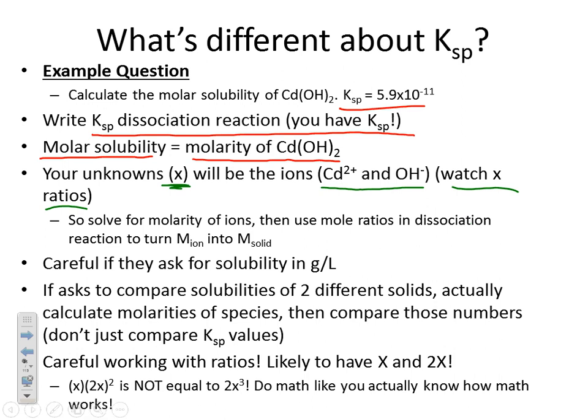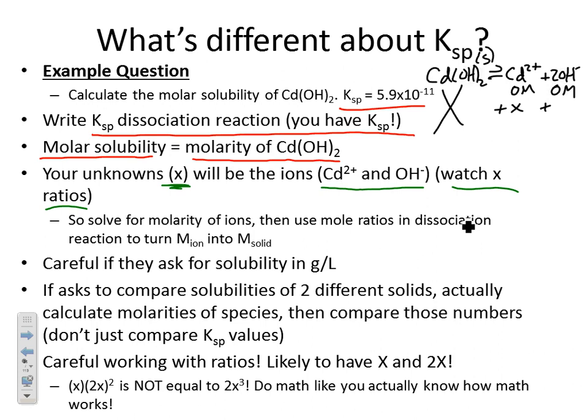So just to show you an example, we'd have cadmium hydroxide goes to Cd2+ plus 2OH-. I don't fill out the column for the cadmium hydroxide because it's a solid. I know that I'm starting at 0 molar for these, but because the cadmium is in a 1:2 relationship with hydroxide, it's going to be plus x for the Cd and plus 2x for the OH. So that's what I mean when I say watch your ratios.